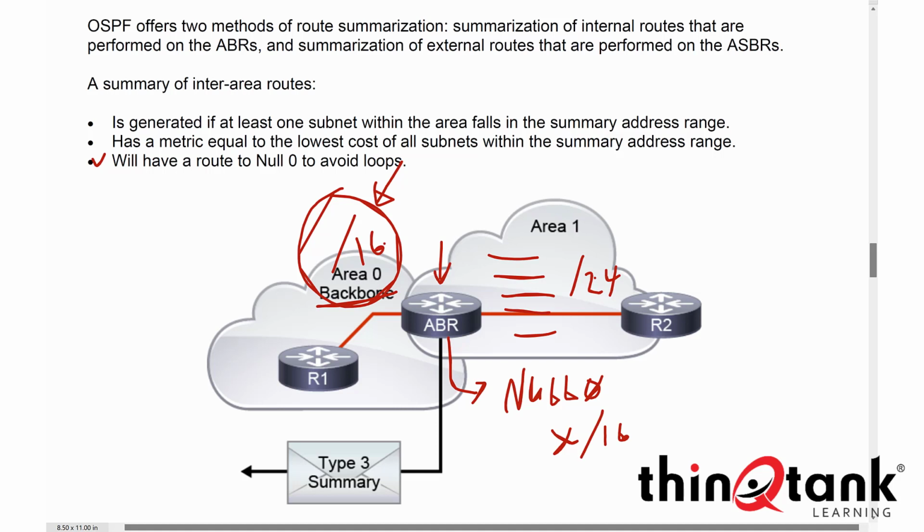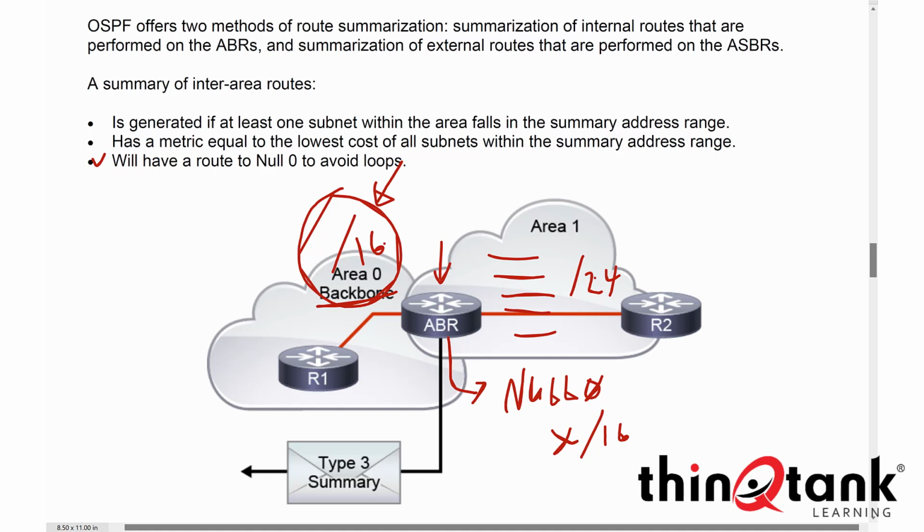Network X/16. And I don't know why these lines are going all crazy, but hopefully you can follow along here. I think it has to do with the WebEx, because when I was doing this before, it wasn't doing that. But in any event, the ABR generates that local null zero route. You will see that in the routing table, and it will match the summary that you created.